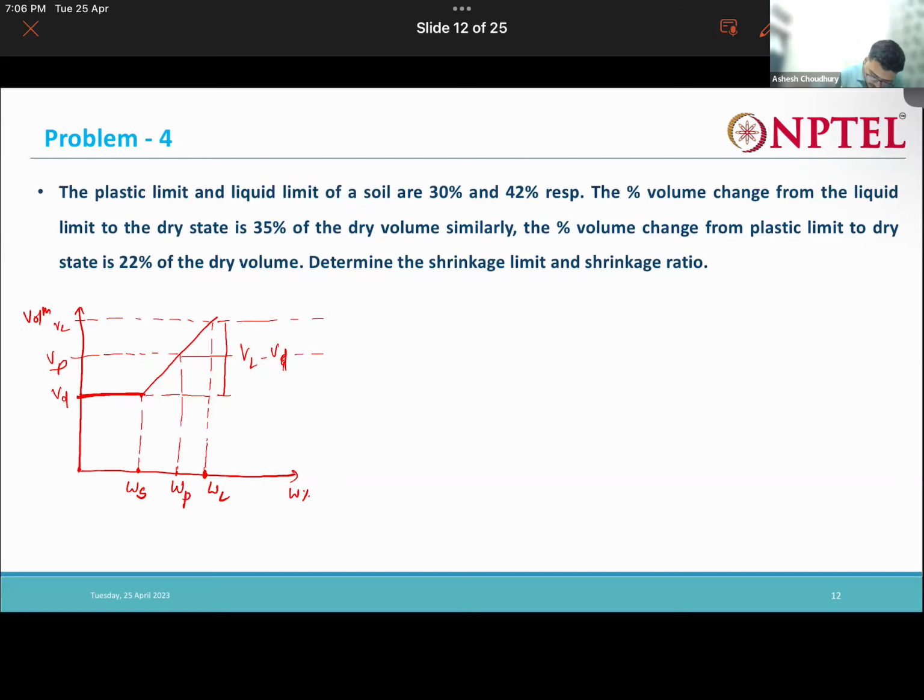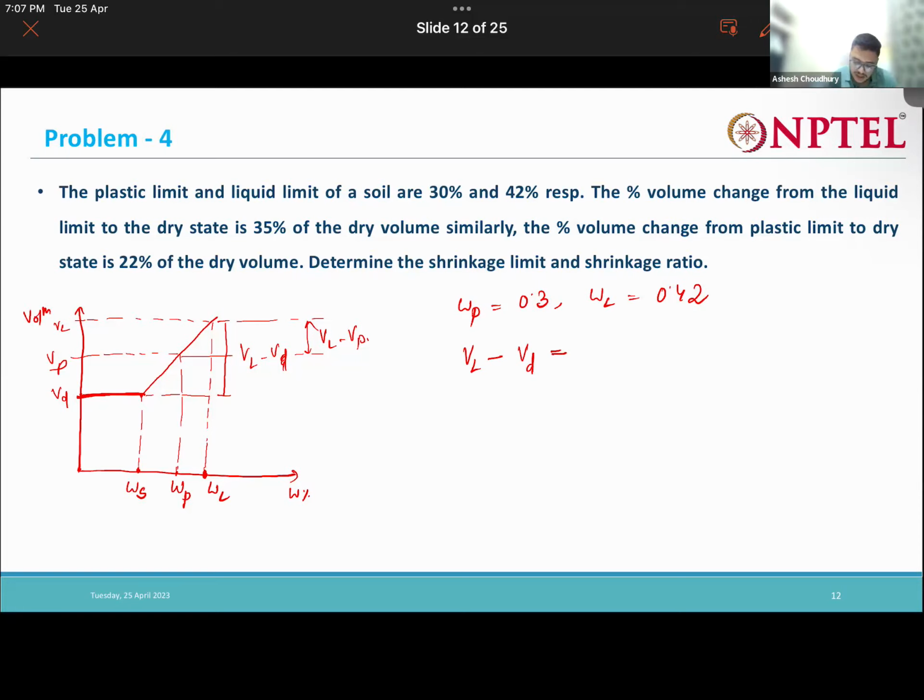And this one is VL minus VP. Okay. So now it is given in the question, the plastic limit and liquid limit of the soil are 30% and 42%. So W plastic limit is 0.3 and my liquid limit is 0.42. Okay, so from this we can write that our VL minus VD.